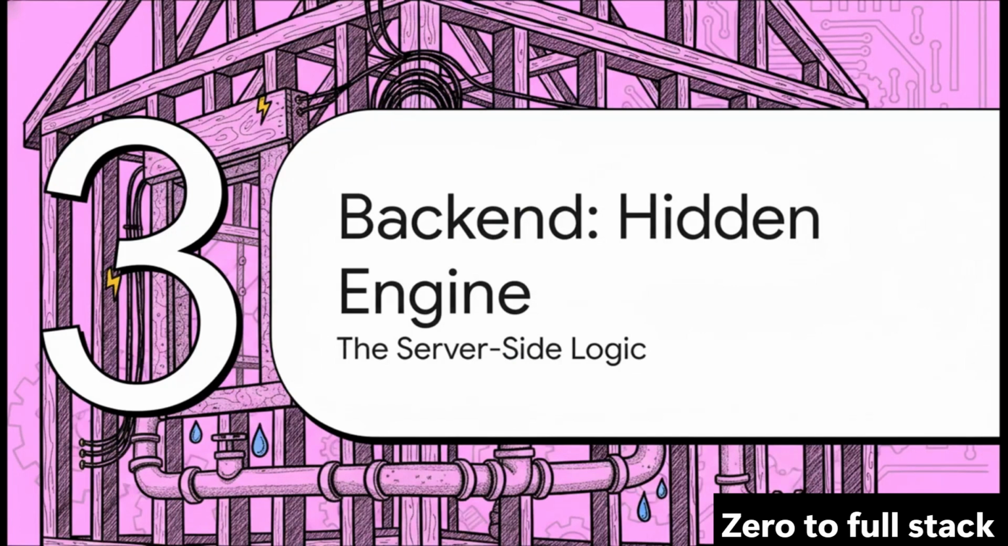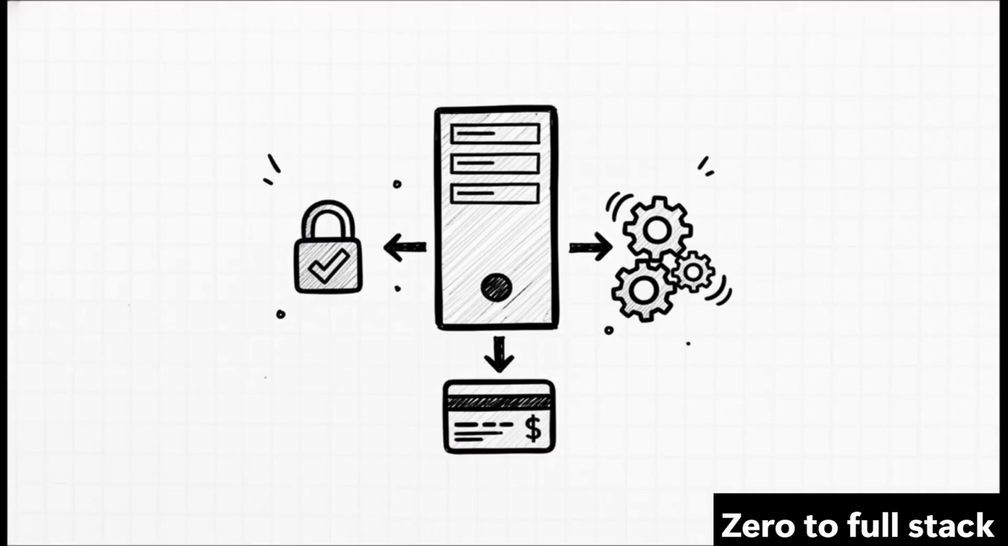Okay, let's pull back the walls a bit for Section 3, the backend. This is the hidden engine and the server-side logic. So while the front end is busy making everything look amazing, the back end is all about the plumbing and the electricity. This is the hidden, behind-the-scenes operation that everyday users literally never see.